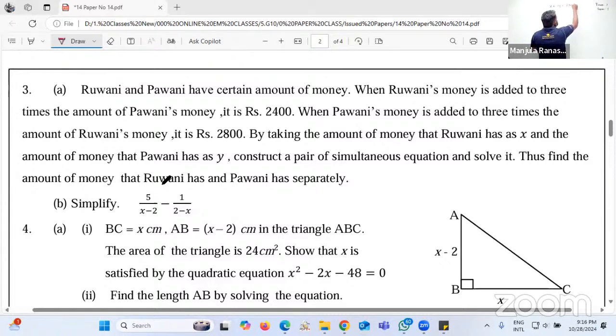So that is the first equation built up: Ruani's money x plus 3 times Pavani's money, 3y, equal to 2,400. The second point: when Pavani's money y is added to 3 times Ruani's money, Ruani's money is x, so 3x, that is equal to 2,800. So these are the two equations. Stop one by one and apply to the equation. No need to read the whole paragraph and apply. Just build up one by one. Okay, that's our instruction. Then they are asking x and y separately.